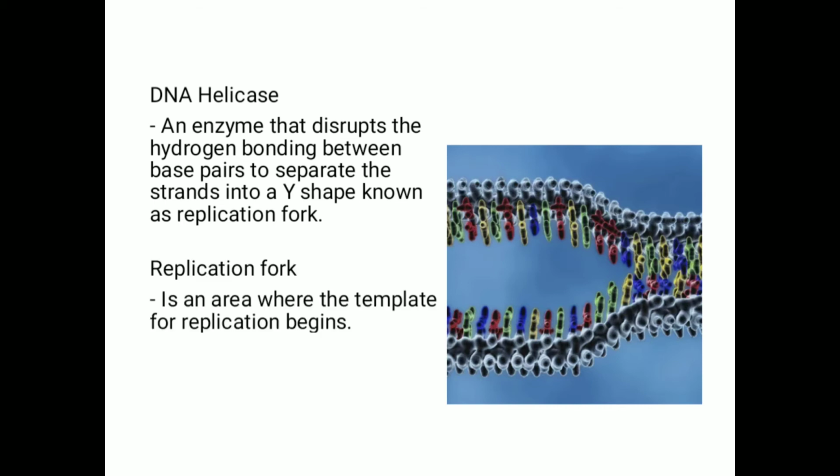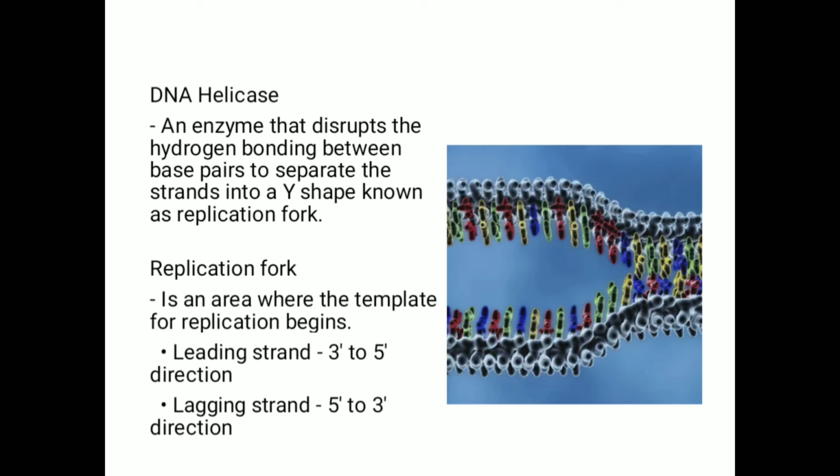The replication fork is an area where the template for replication begins. However, the replication fork is bidirectional. If it is oriented from 3' to 5' direction, then it is the leading strand, while if it is oriented from 5' to 3' direction, then it is the lagging strand.